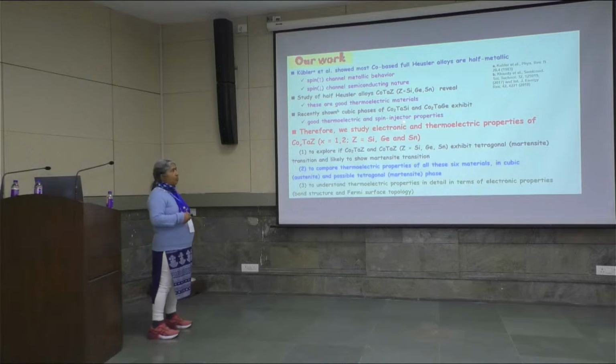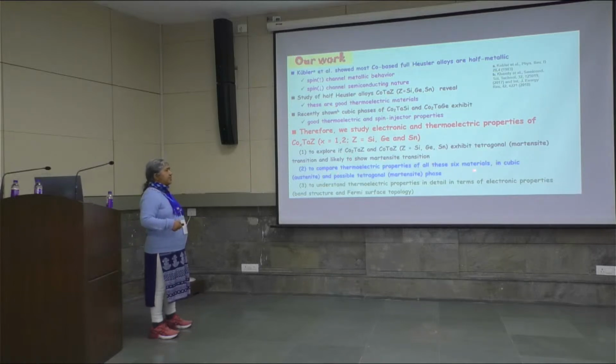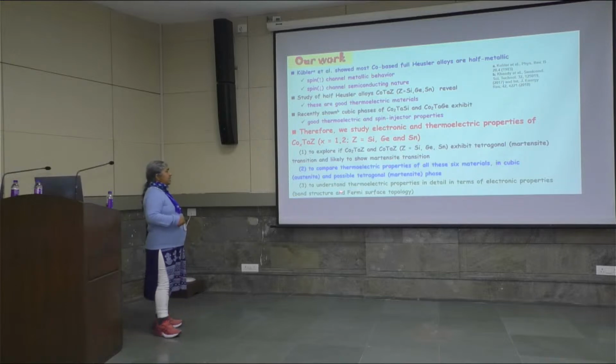In this work, we studied the electronic and thermoelectric properties of CoxTaZ, where x equals 1 and 2, and Z is Si, Ge, and Sn. Our aim is threefold. One is to explore if any of these show a tetragonal to cubic to tetragonal transition. Then compare the thermoelectric properties of all these six materials in the cubic as well as the possible tetragonal martensite phase. And third, which is the most important, is to understand thermoelectric properties in detail in terms of electronic properties. This is the most important point here.